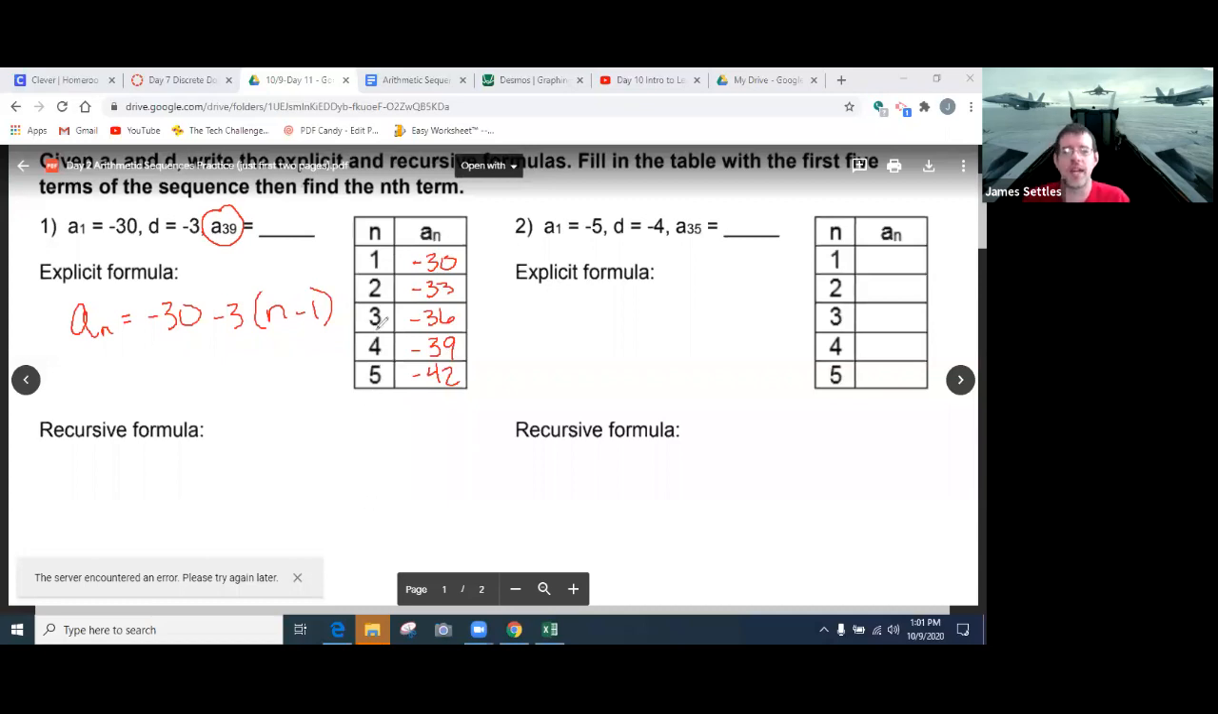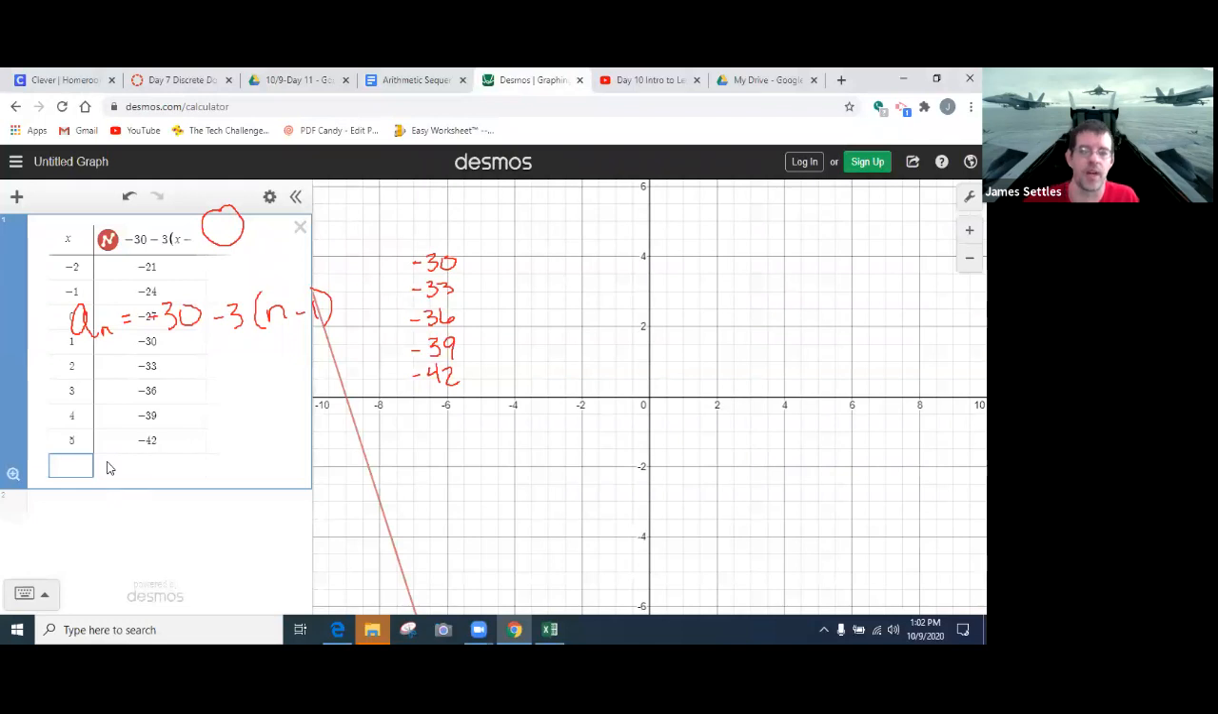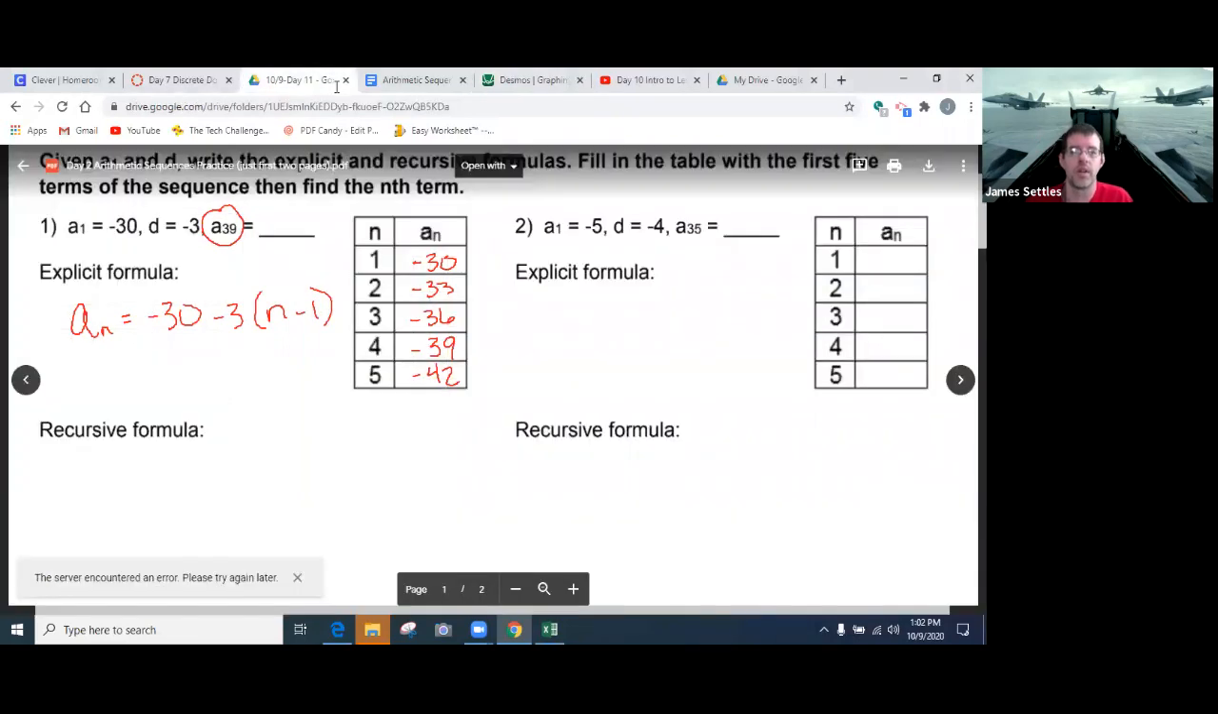Well, I don't know about y'all, but I don't want to extend my table all the way out to 39. That'd be a pain in the butt, right? And so what we're going to do instead is use the calculator, and we can just type in the number 39 right here. And this tells me that if I go out to do 39 of these, the 39th number will be negative 144. So this right here will be a negative 144.